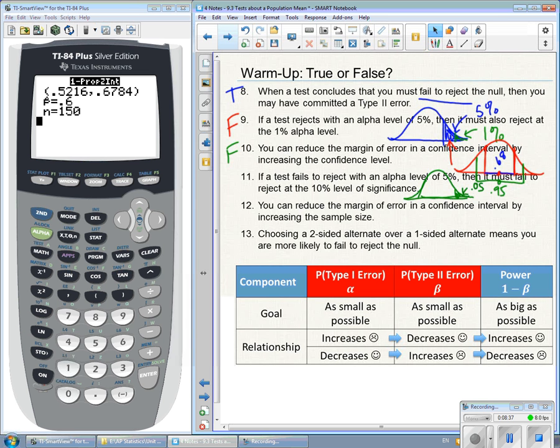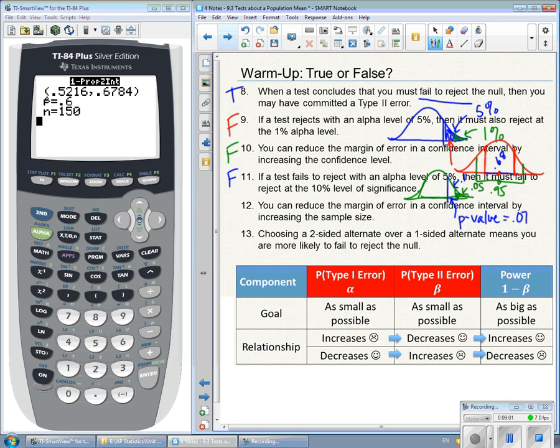And let's say this is my 10% level. And so if I'm failing to reject at the 5% level, that means I could be here, right? I mean, that could be a p-value of 7%, for example, which means that I wouldn't be able to reject at the 5% level, but it would still be significant at the 10% level. So number 11 would be false as well.